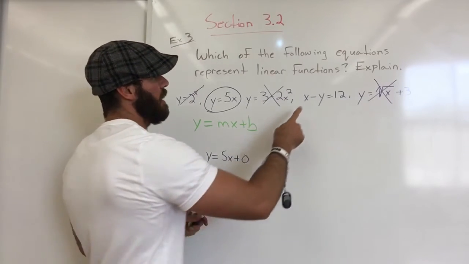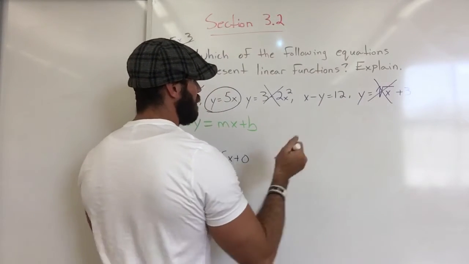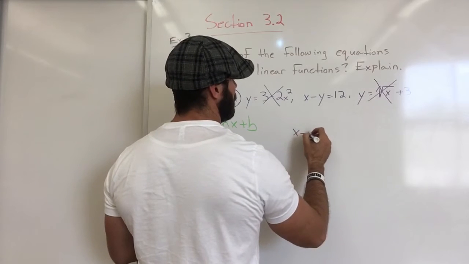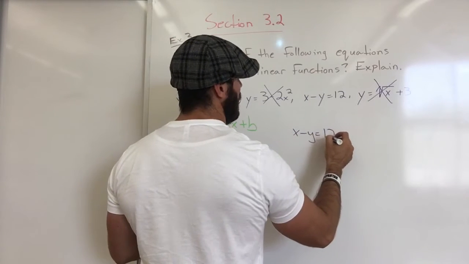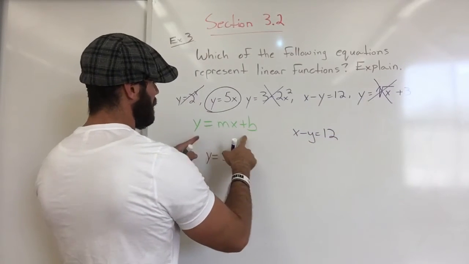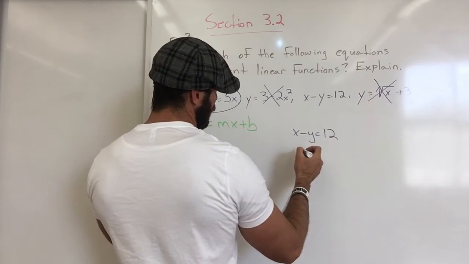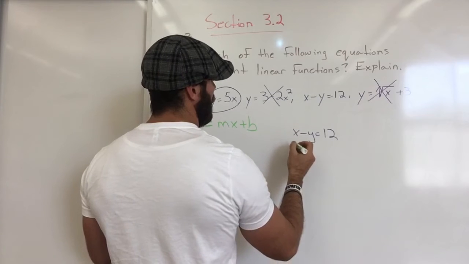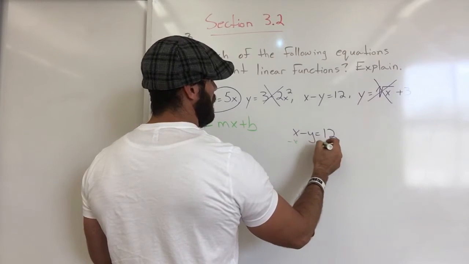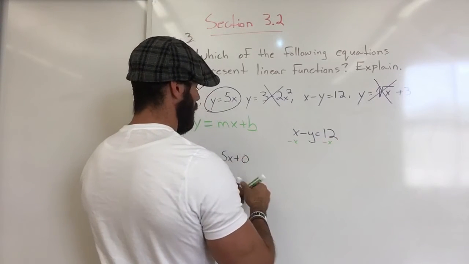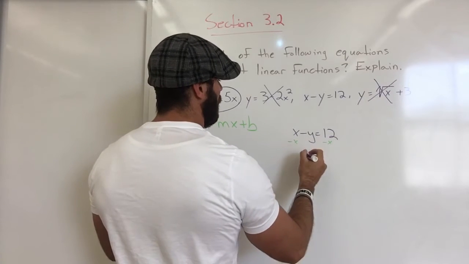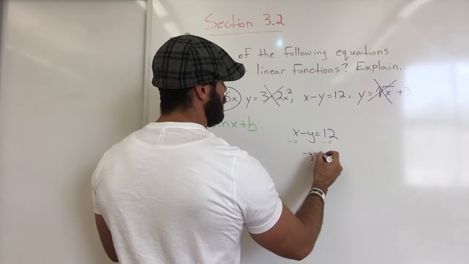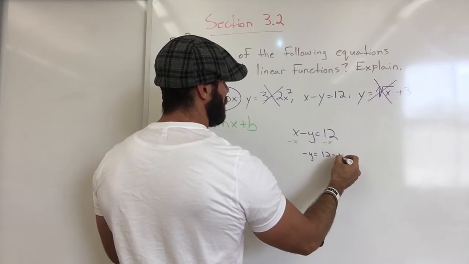Now, x minus y equals 12. Let's bring this down over here. Can I get it to look like y equals mx plus b? Well, sure. Let's do some math. If I subtract x on both sides, I get negative y equals 12 minus x.